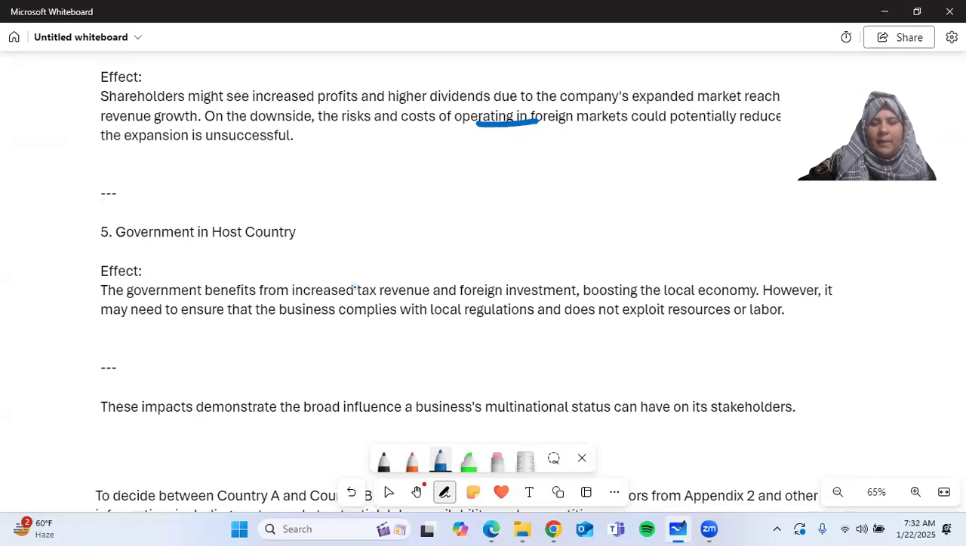The government benefits from increased tax revenue and foreign investment, boosting the local economy. However, it may need to ensure that the business complies with local regulations and does not exploit the resources or the labor.